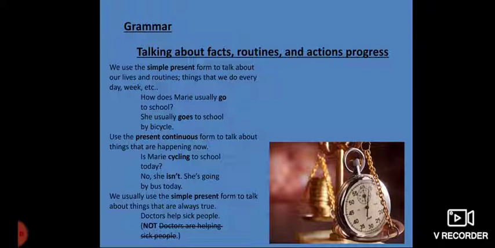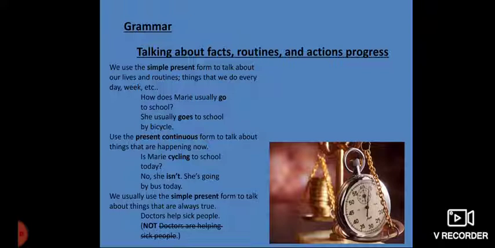Now let's move on to the grammar. The grammar for today is when we talk about facts, routines, and action progress. We use the present simple form to talk about our lives and routines, things that we do every day or week or on a regular basis. Like, how does Mary usually go to school? She usually goes to school by bicycle. The present simple is when we talk about actions that happen daily in our lives.